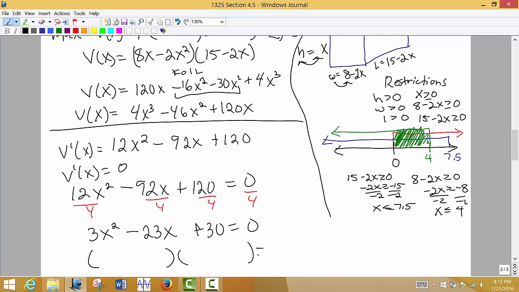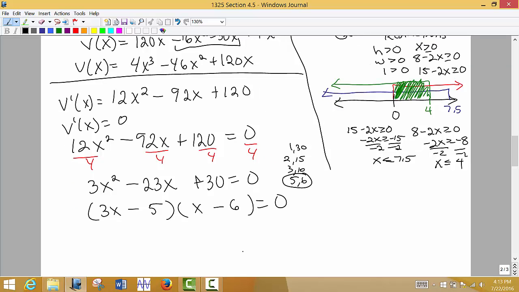And we're going to factor this. Let's see, I get 3x and x. And for my signs, they both have to be negative. And I'll have options of 1 and 30, 2 and 15, 3 and 10, and 5 and 6. So I'm going to try 5 and 6 first. I'm going to put a 5 here and a 6 here. And I believe that is the factorization we want. We can FOIL it out just to check it, but I think we're good to go. So I'm going to set each one of those factors equal to 0. And then we're going to solve for x. So I get x equals 5/3 and x equals 6.